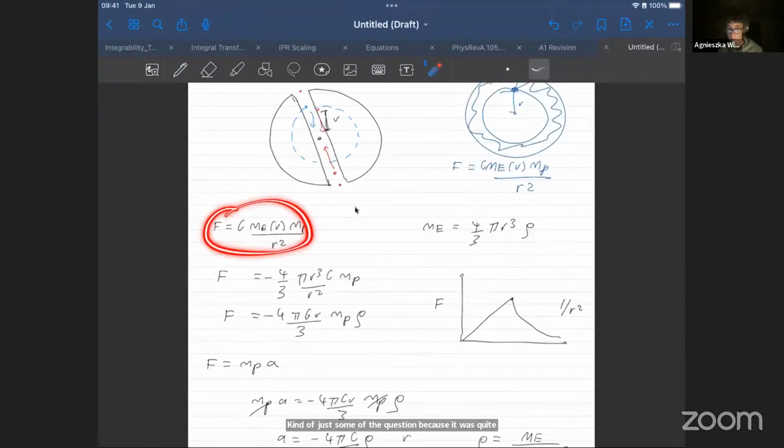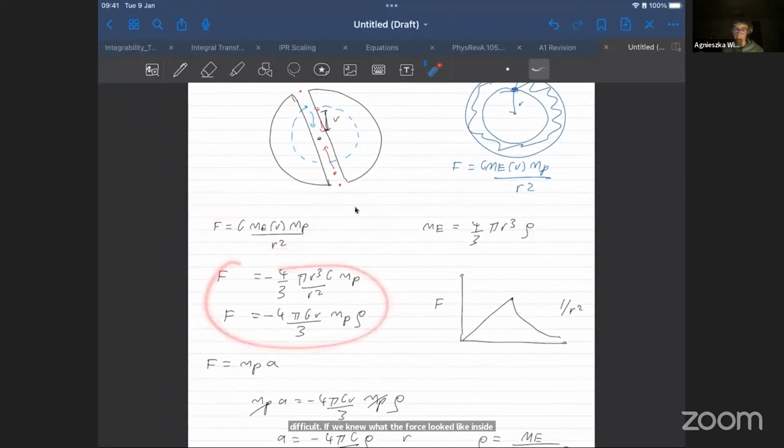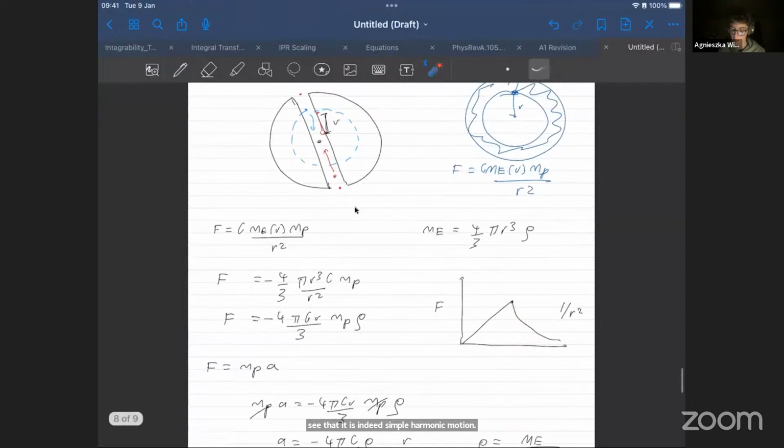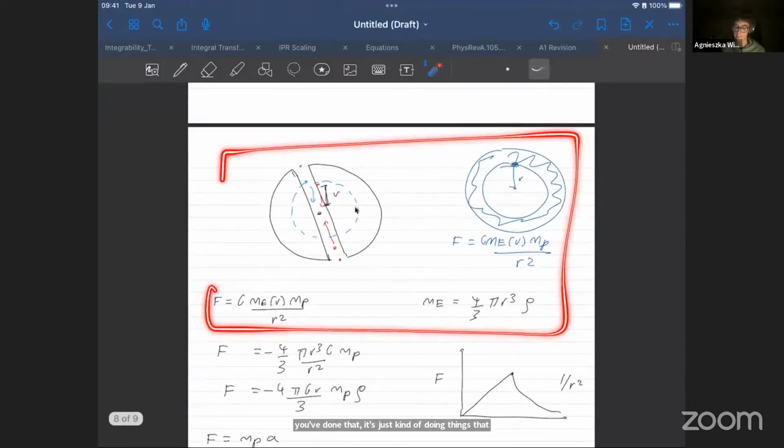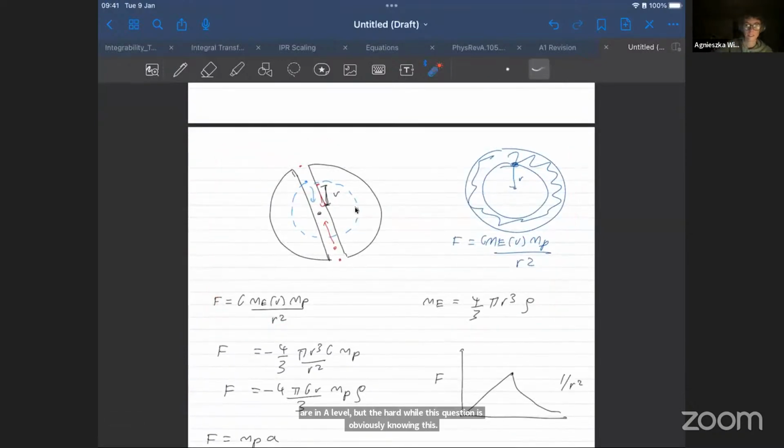If we knew what the force looked like inside a sphere, then we could just, using the regular force equations, come up with this and see that it is indeed simple harmonic motion. But the hard part of this whole question, once we've done that, is just doing things that are in A level. The hard part is obviously knowing this, which again, if it was an interview question, I assume the tutor would really take you on the right lines to get there. But yeah, so this is that question.